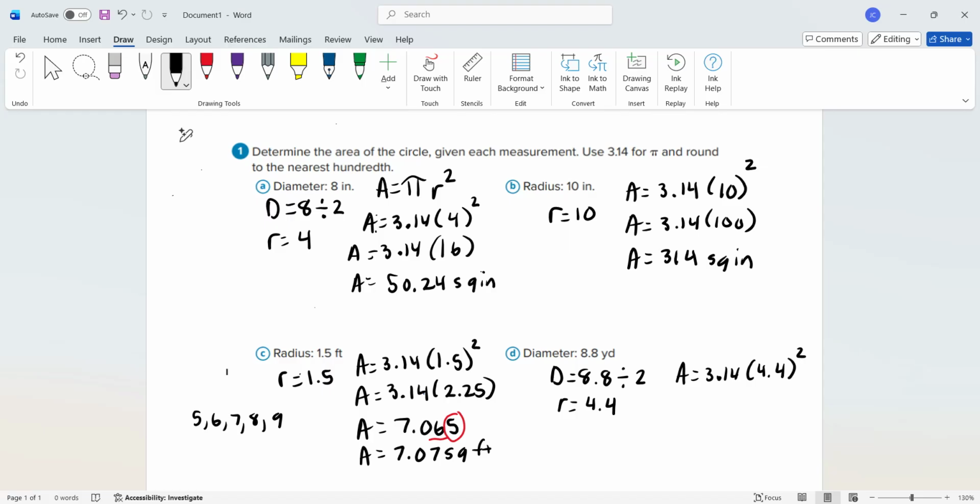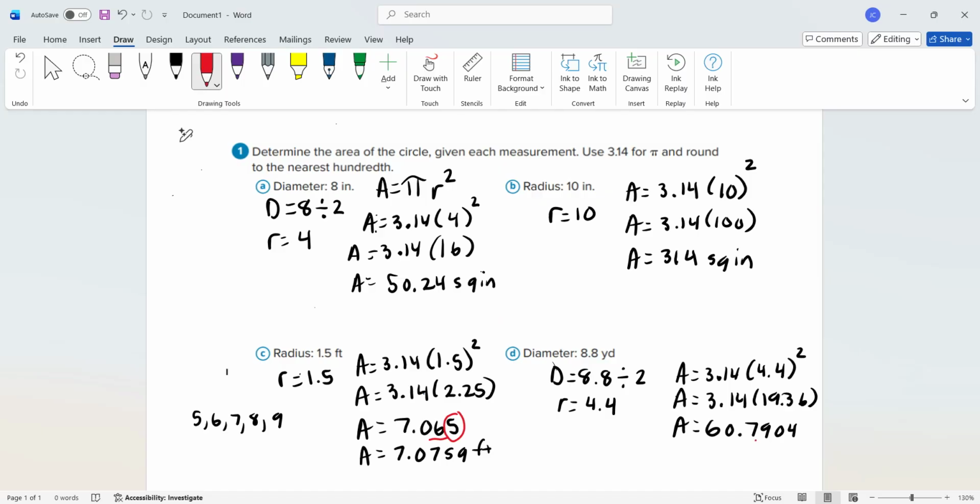So when I go to square 4.4, I end up with 19.36. So I got to do 3.14 times 19.36. When I multiply those two numbers, I end up having an area of 60.7904. So remember, we said that we have to round to the hundredths place.